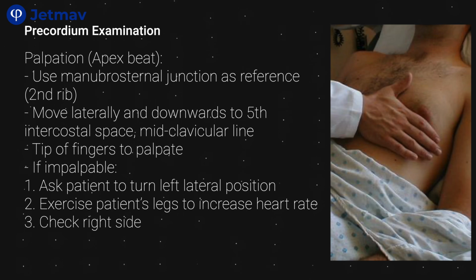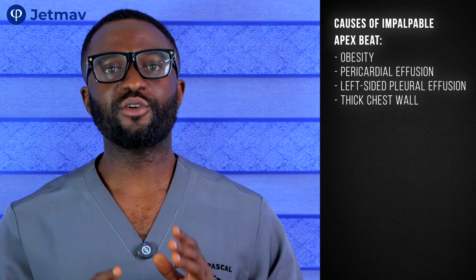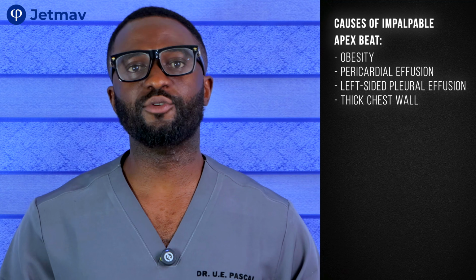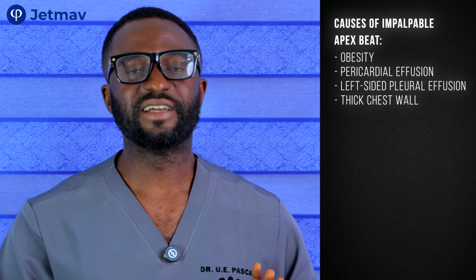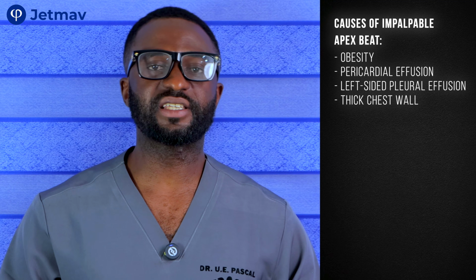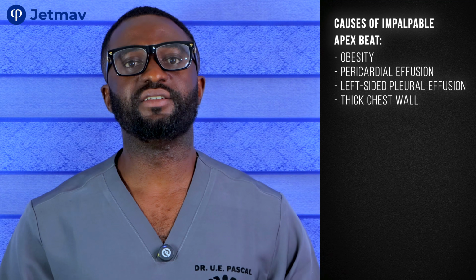In that way, it pushes the heart towards the palpating hand. Then if you're still not able to elicit the apex beat, even while the patient has turned to the left lateral position, you can ask the patient to do a moderate exercise while lying down, like raising the leg up and down, so that you see if you'll be able to elicit the apex beat. But if you're still not able to elicit the apex beat, you might have to check on the right for dextrocardia. Then we have common causes of impalpable apex beat, such as obesity, pericardial effusion or left-sided pleural effusion. It can also happen when there is a thickened chest wall. So in these cases, you might not be able to elicit the apex beat.